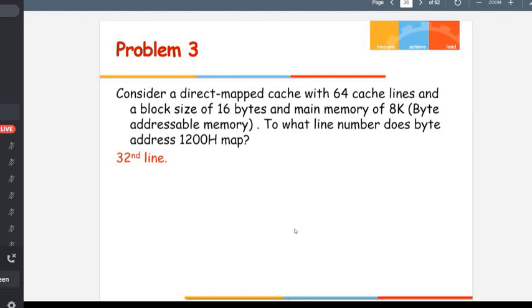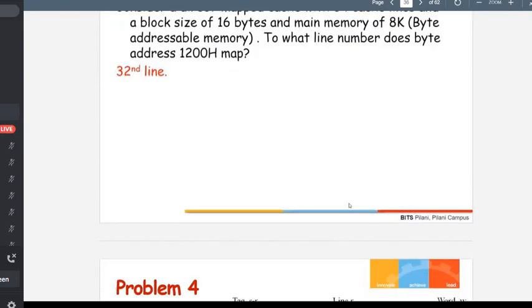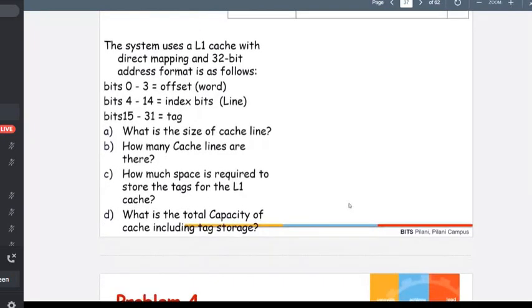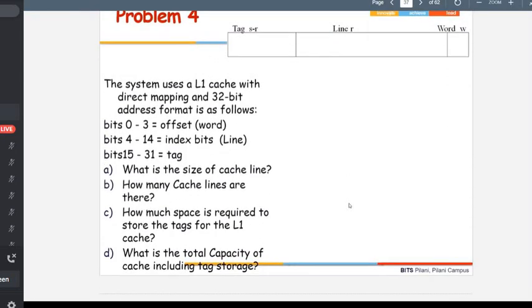So when it is word addressable, he is converting all of the bytes into words. Your block size is given as 16 bytes, it will become 4 words. Your memory is given as 8 kilobytes, it will become 2 kilo words, and like that. Similar in that scenario. Got it?